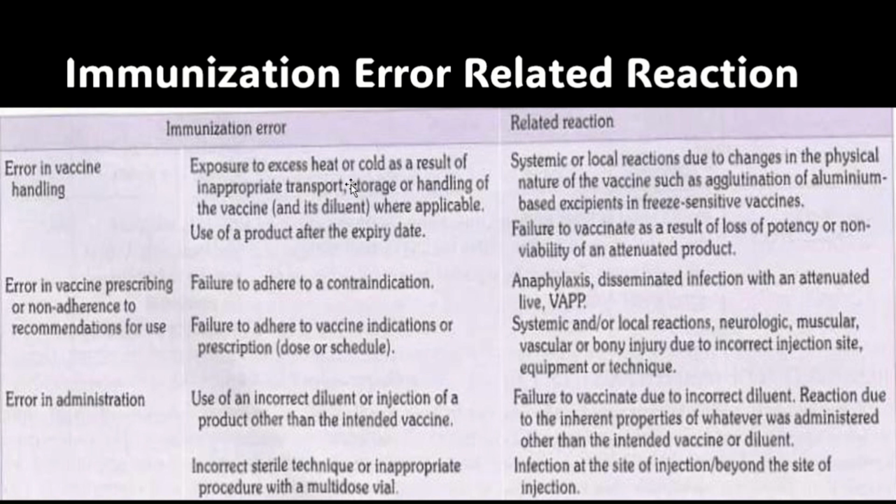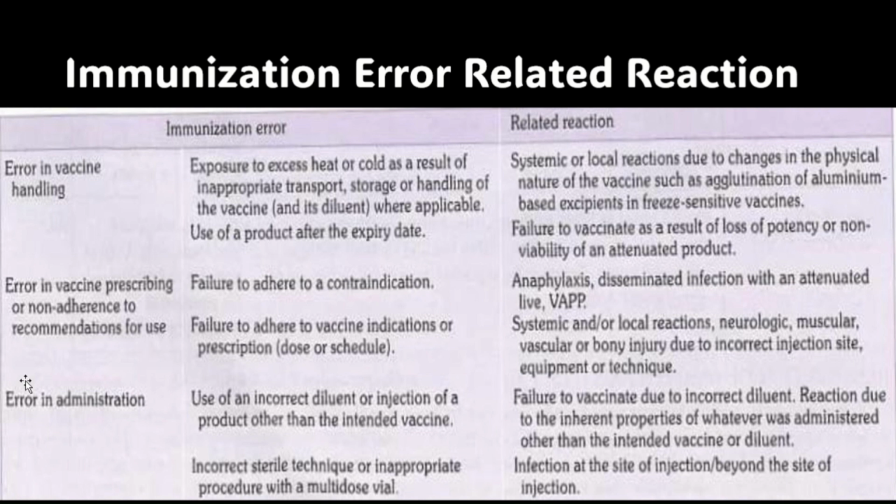Sometimes during transport or storage, if it is not done properly, then the quality of the vaccine can be damaged. So this is an error that happens in vaccine handling. And now, due to error in prescription of the vaccine, sometimes the wrong dose can be prescribed, sometimes the wrong vaccine itself can be prescribed, and all these things happen. This comes under error in prescription.